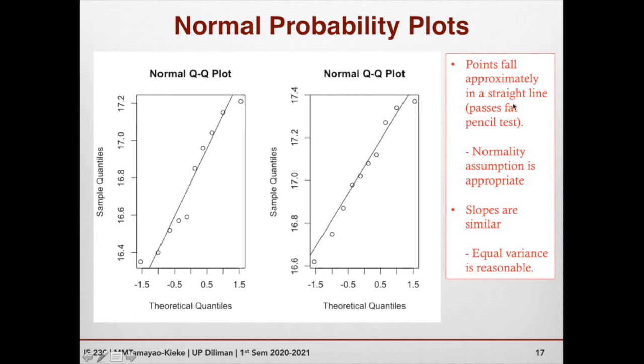in a straight line. There are other things that we can observe just by looking at these normal probability plots. From the first one, because the points fall approximately in a straight line and pass the fat pencil test, we can conclude that the normality assumption is appropriate. And as you can also see, the slopes seem to be similar. This indicates that the two samples have equal variance, or the assumption that they have equal variance is reasonable.